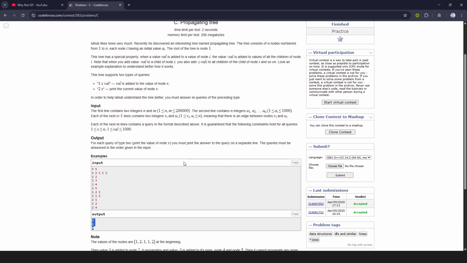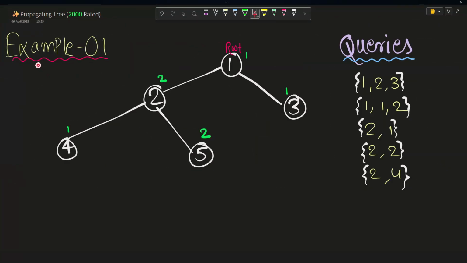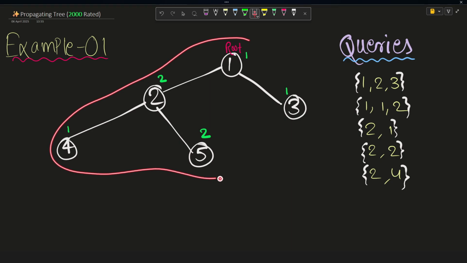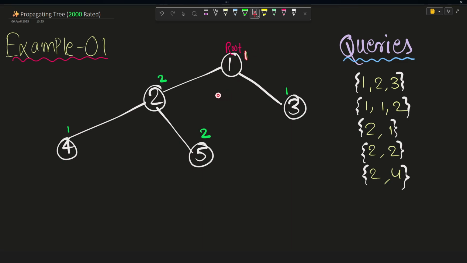Let us now go to the blackboard and see how the output comes for this given input. This is the given example in the question, and we are given a total of 5 queries like this. The first 2 queries are of type 1 and the remaining 3 queries are of type 2. This is also our given initial tree, in which node 1 is the root node, which initially has a value of 1.